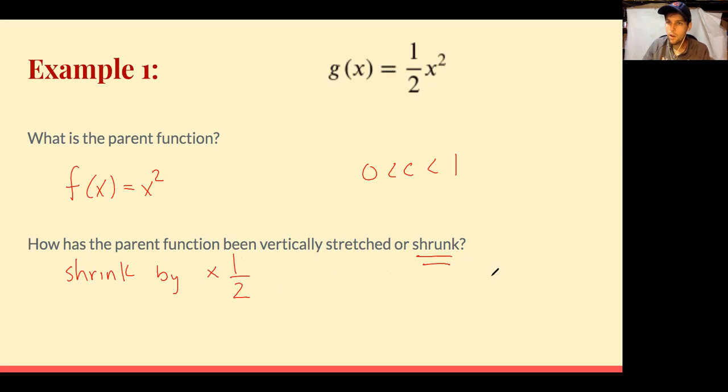Now again, we can also write g of x in terms of the parent function f of x as well. We could say that g of x is equal to 1/2 times f of x. For a shrink, or a stretch, we're just multiplying the original function by a value.